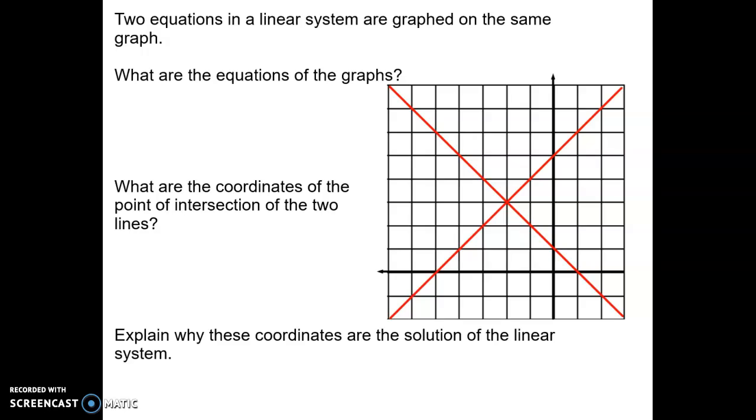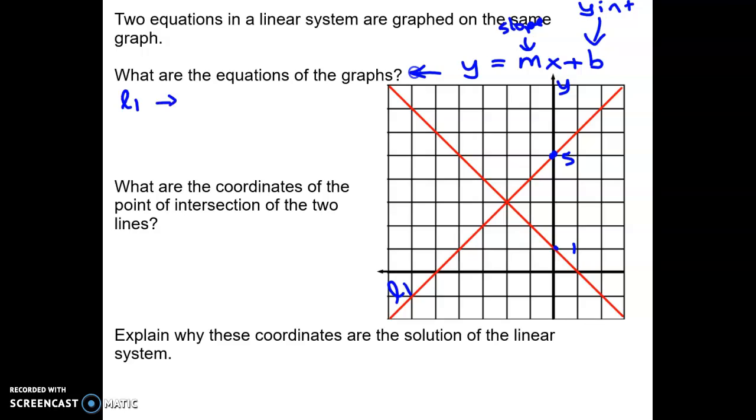Here we have two equations in a linear system that are graphed on the same graph. What are the equations of the graphs? Remember that the easiest format for an equation is y equals mx plus b. The b represents the y-intercept, and the m represents the slope. This is the y-axis, and I'm looking here that this line has a y-intercept of 5, and this line has a y-intercept of 1. I'm going to start with the first line and call it L1, line 1.